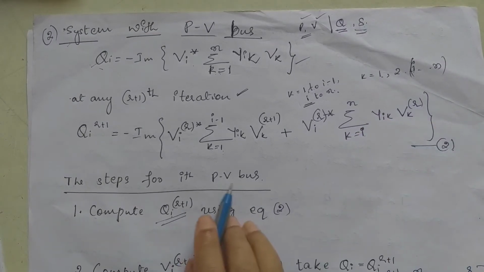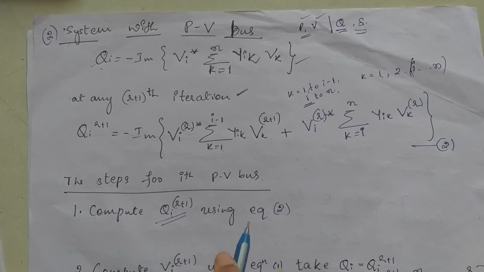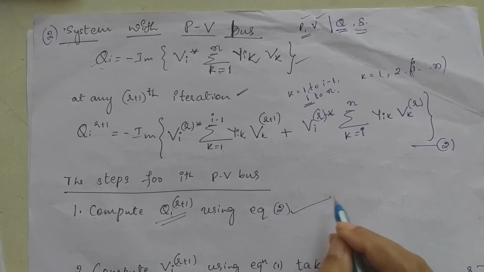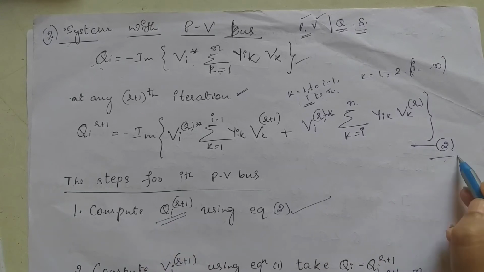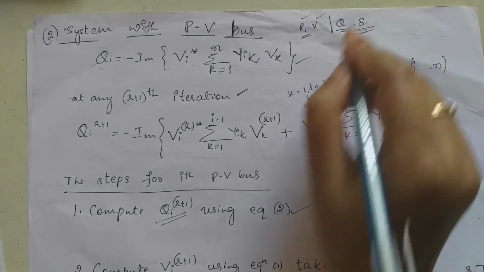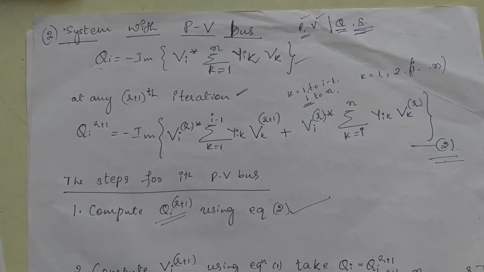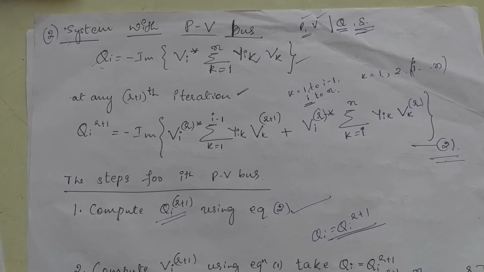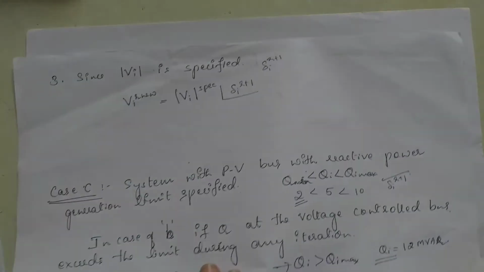Okay, so steps for the PV bus. First, what we have to do? We have to calculate Qi r plus 1 using equation 2. After calculating, we have to find delta i r plus 1, which is the angle of Vi r plus 1. So Vi r plus 1 is equal to this formula, which we have already used. But what is Qi here? Qi is equal to Qi r plus 1.